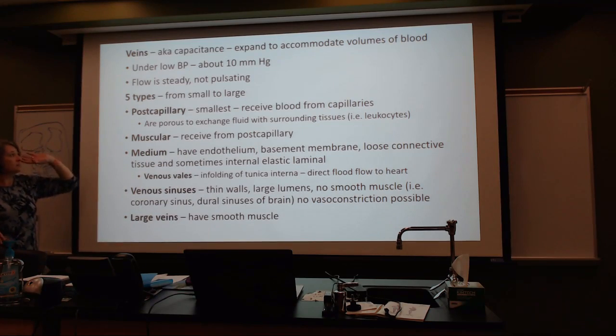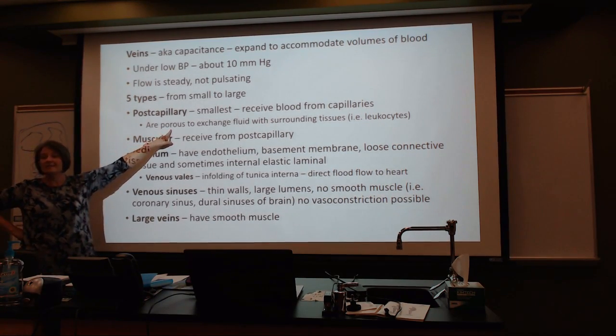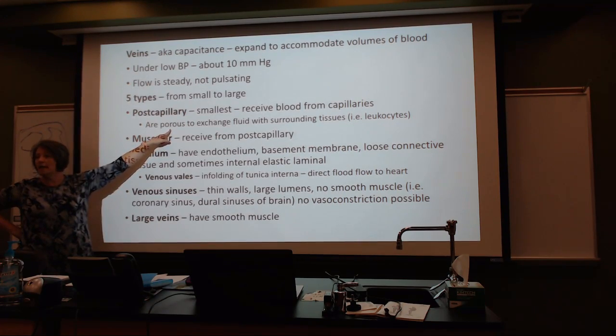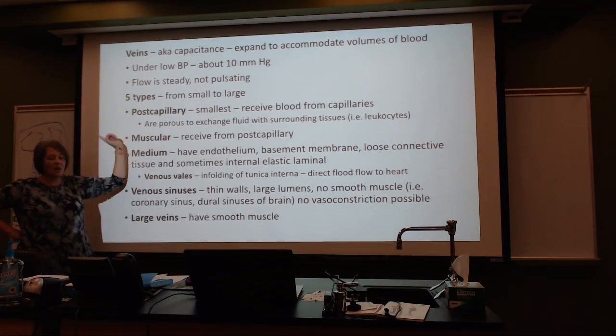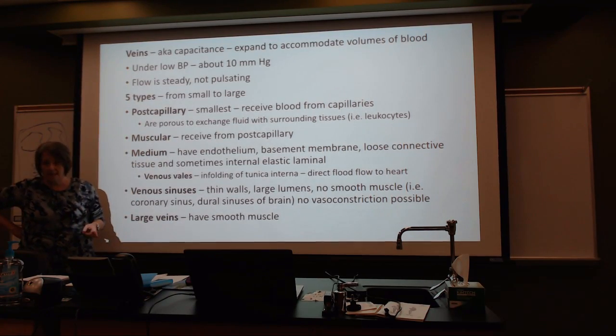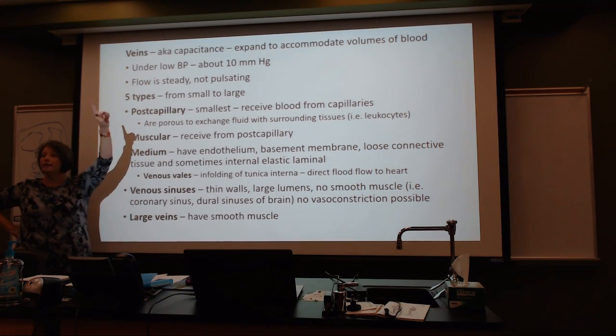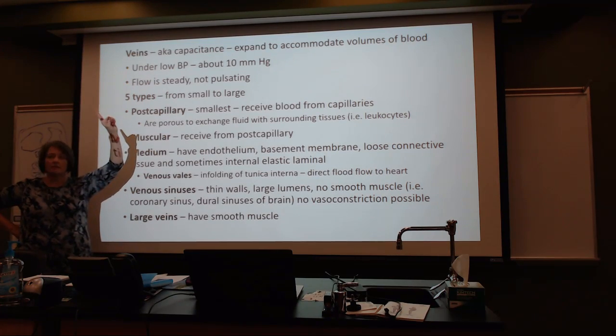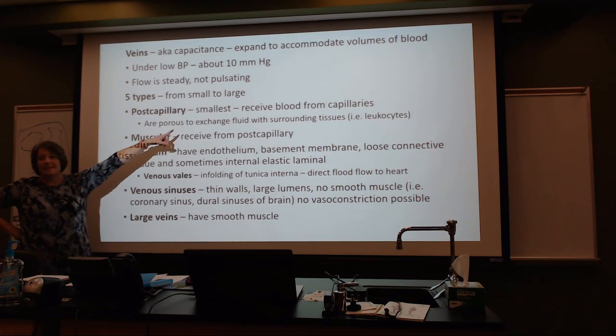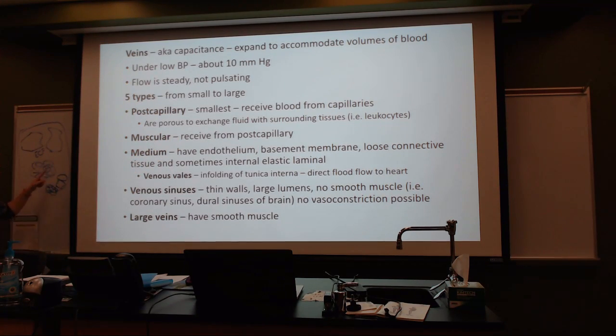So the smallest is post-capillary. They're getting the blood from the capillaries. They're very porous. Once again, one cell layer thick. Just like at that arterial end of the capillaries, we are looking at vessels that are one cell layer thick. That's it. Because they have to be able to exchange fluid, exchange materials, just like the arterial end.